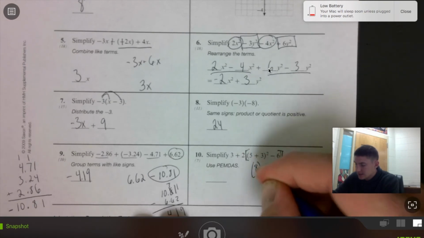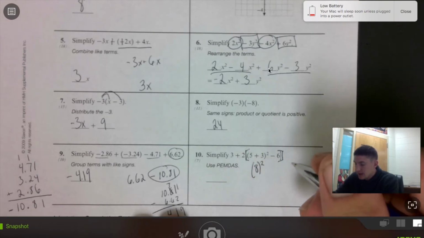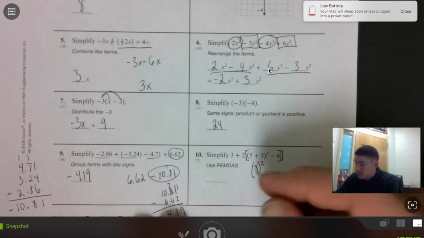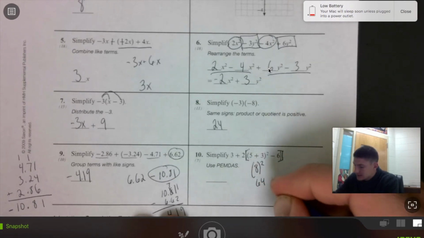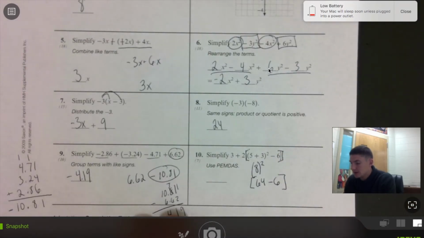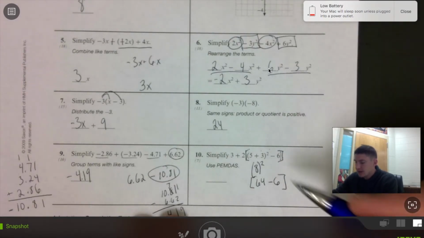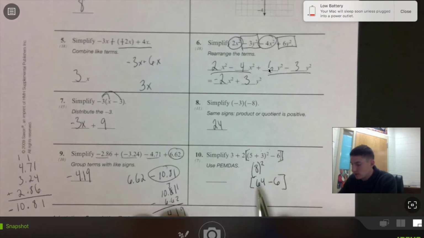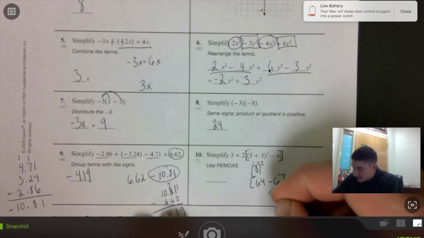That 8 is going to stay in parentheses and be squared. 8 times 8 fell on the floor. Up pop number 64, and then next to 64 you've got minus 6. All of this would still be within our brackets. So I did the parentheses, then exponents. Now I still have another set of parentheses technically with the brackets here to say what is 64 minus 6. That's going to give me a total of 58 inside those brackets.